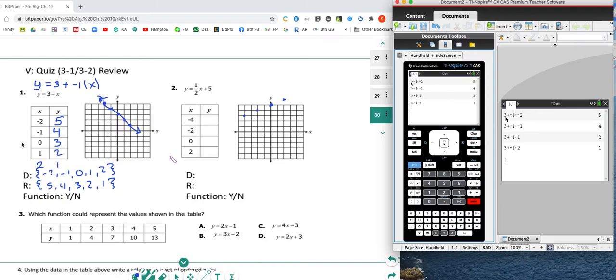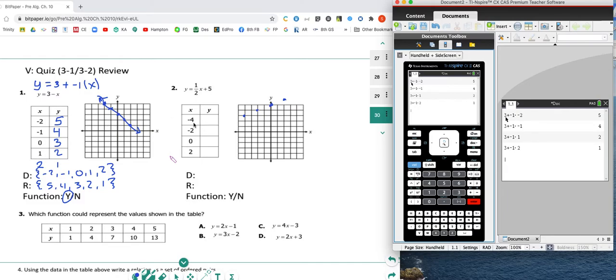Is this a function? So the easiest way for us to look at that is, do we have any x's that are repeating? The answer is no. And we can also do our vertical line test. So remember that if I draw a vertical line all the way through the graph and there's never more than one point that touches that vertical line, then yes, it is a function. All right, let's go ahead and go to our second one.